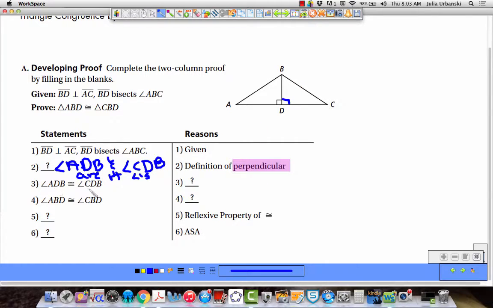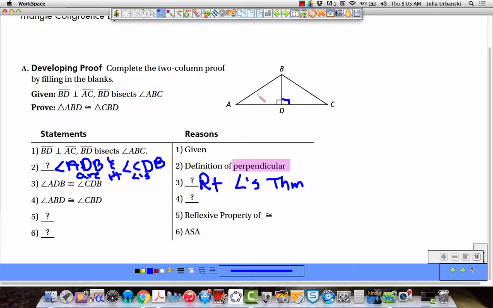ADB is congruent to CDB. Why are they equal to each other? Yes, because they're both 90 degrees. So it's the right angles theorem. If you have 2 right angles, they're automatically equal to each other.